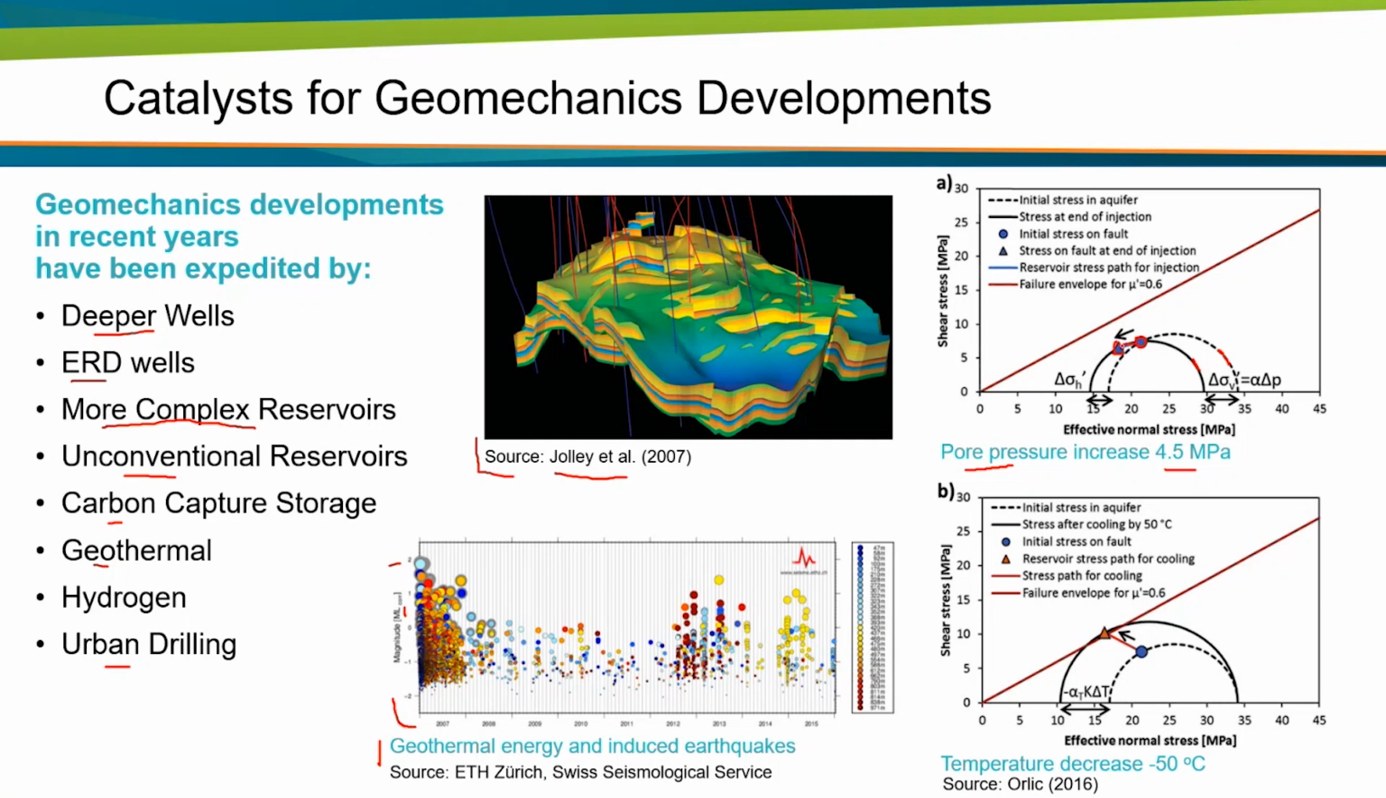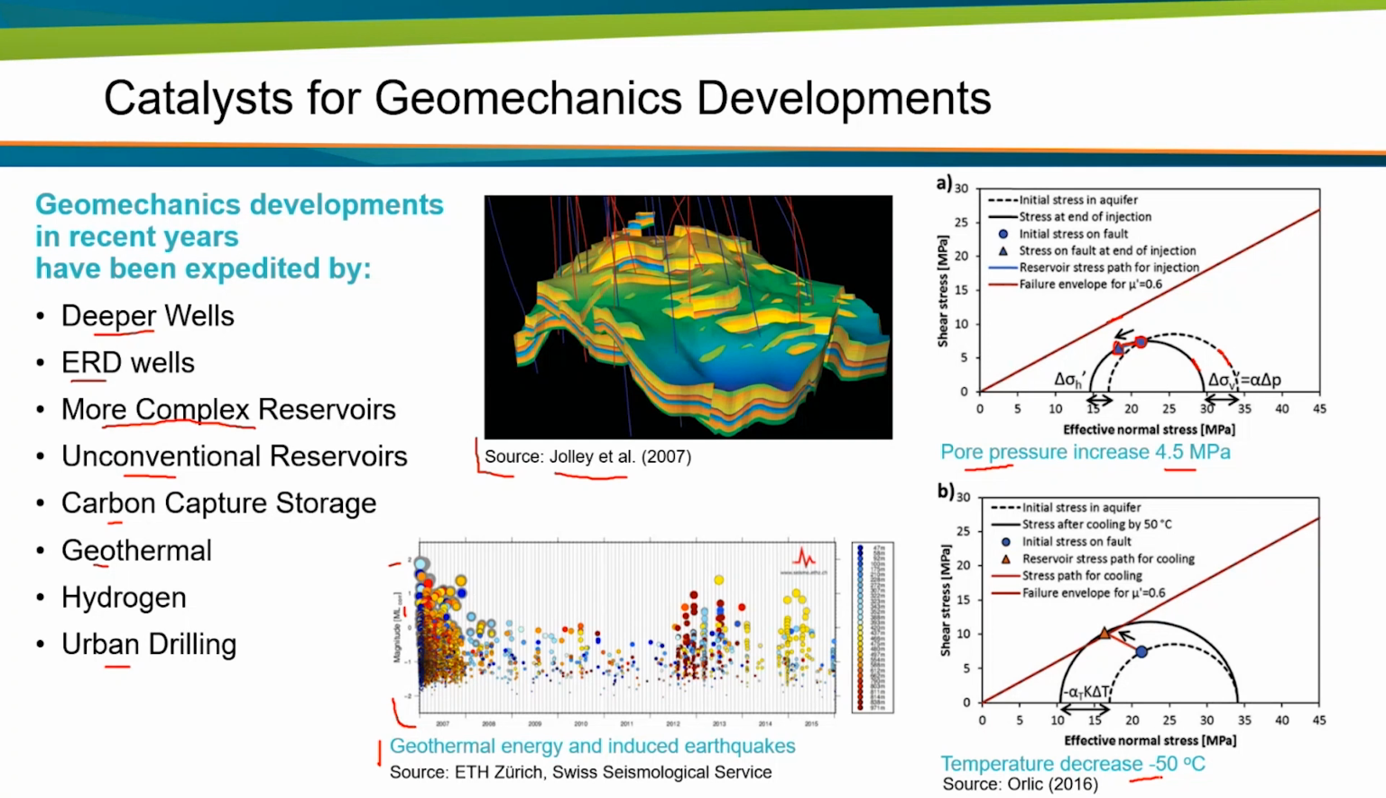That is not too bad. We don't touch the failure line, so that means this fault is not being reactivated. So injecting this additional pore pressure into that aquifer seems to be all right from a poroelastic standpoint. However, what about the temperature? Because if you inject CO2 and it's supercritical and it comes into the aquifer and then expands into a gas, you get a Joule-Thomson cooling effect.